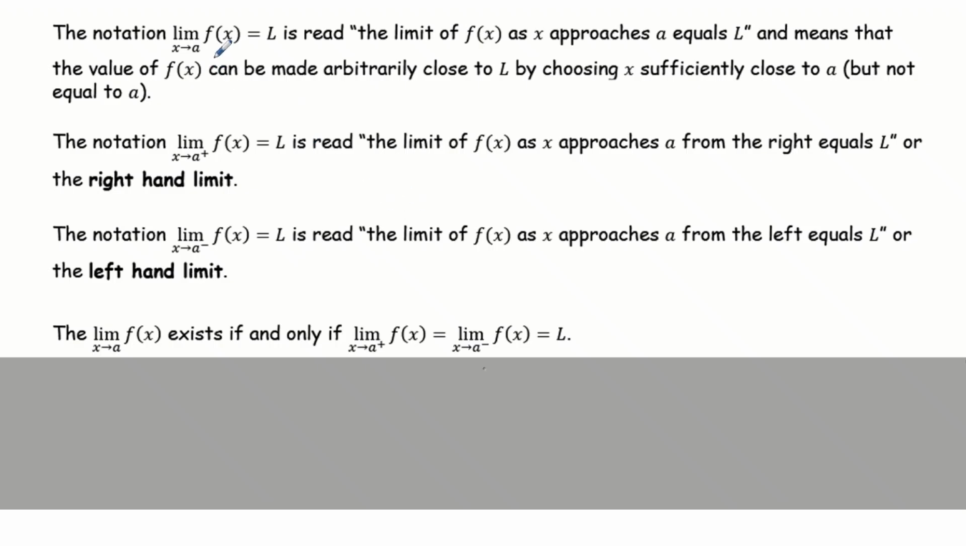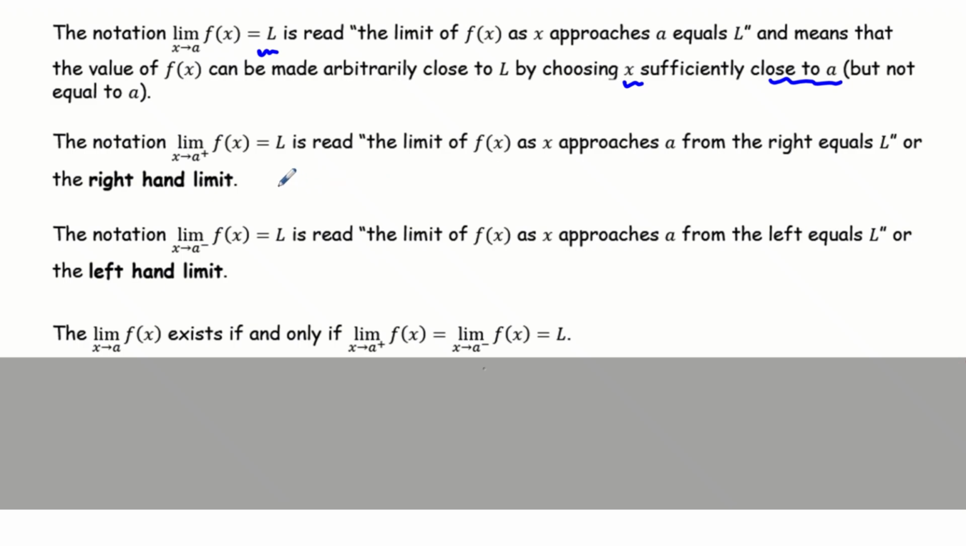The limit for a general function, we could write it this way and read it as the limit of function f at x when x approaches a equals L. This means the value of f at x gets closer to a value L when x gets closer to a but is not equal to a.